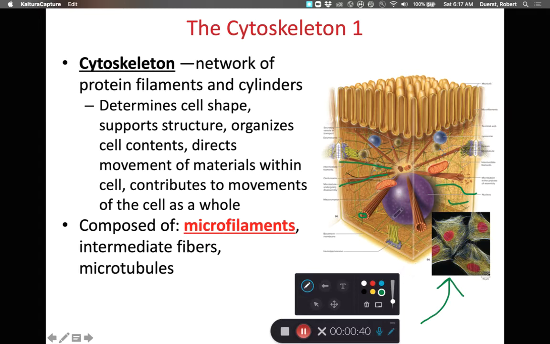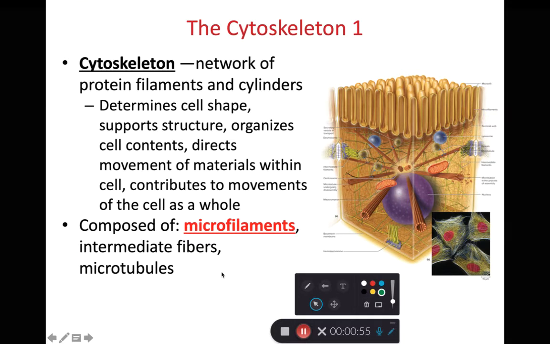As we look at the cytoskeleton, we have the three primary structures, which are microfilaments, intermediate fibers, and microtubules that make up the majority of our cytoskeleton.